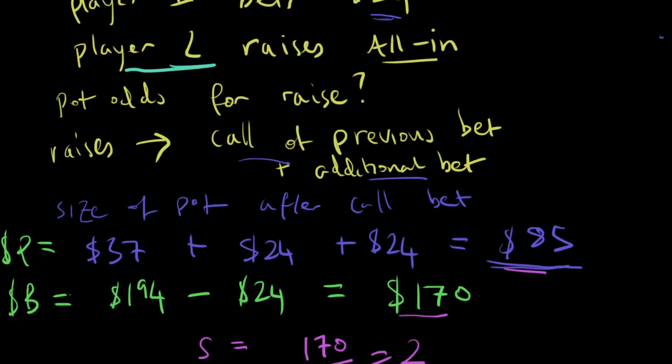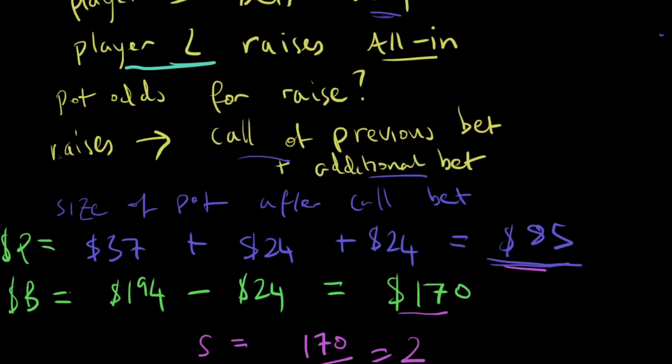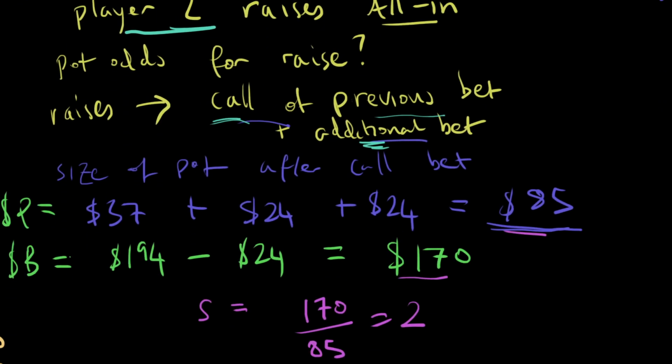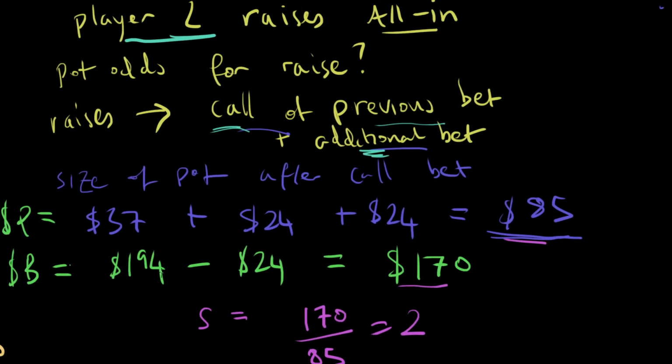The trick there is to remember that a raise is two different bets. It's the call of the previous bet plus an additional bet on top. So you need to figure out the pot size from the starting pot plus the call, and then the raise is the additional amount that you put on top of that bet. So raising to 194 is in fact only a raise of 170 over the initial 24 that player 1 had bet.